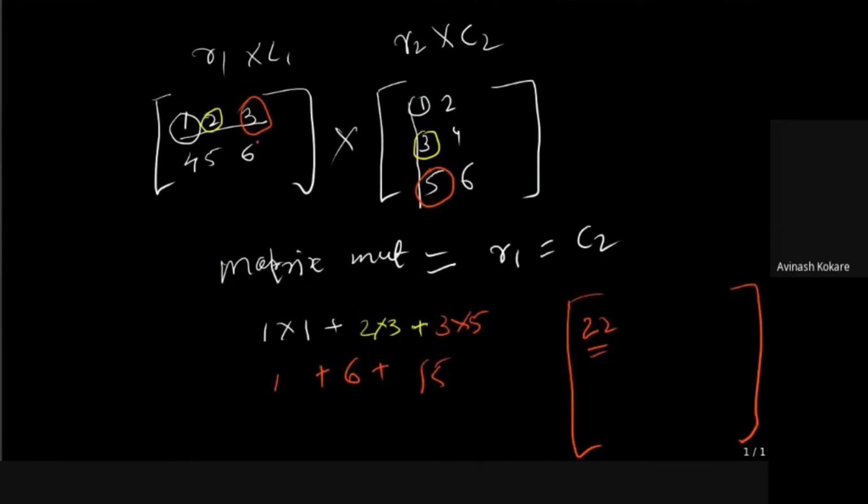Then in the next term, what will you do? You will keep the row as it is and you will multiply this column: 1 into 2, 2 into 4 and 3 into 6. So what is the value? 2 plus 8 plus 18.